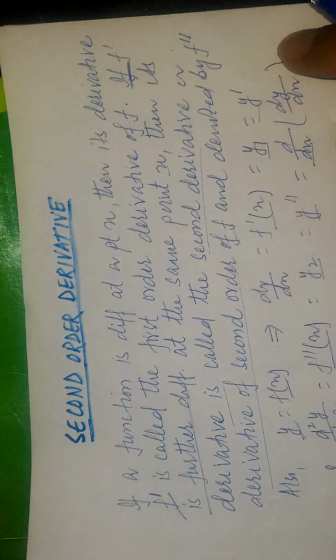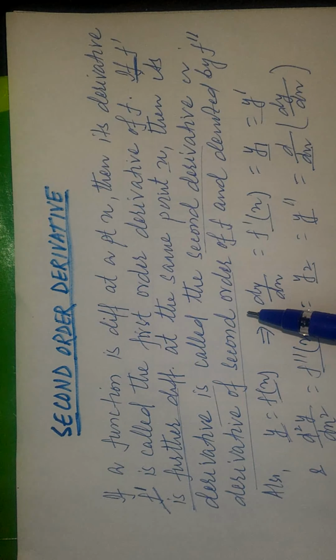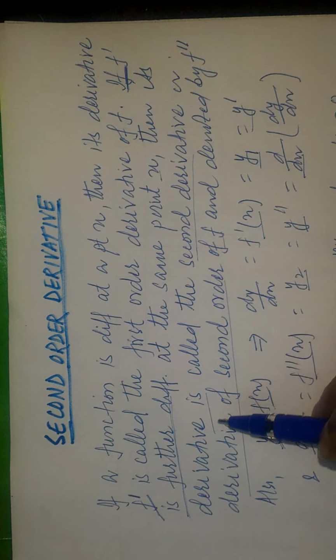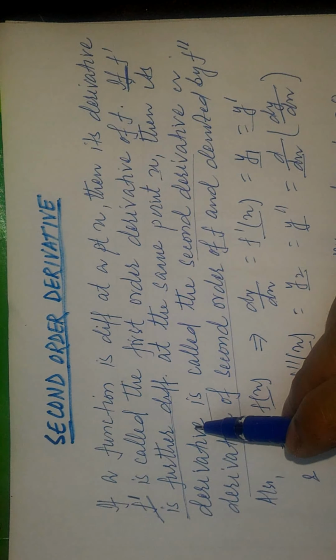Hello dear friends, today we will be discussing second order derivative. What is a second order derivative? If a function is differentiable at a point x, then its derivative is denoted by f dash and is called the first order derivative or derivative of first order of the function.